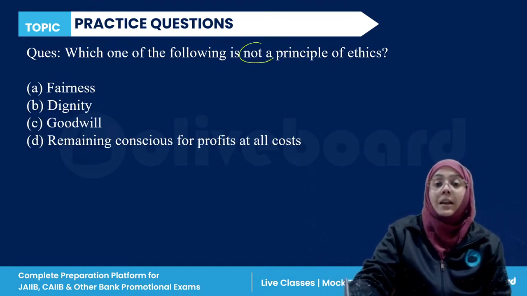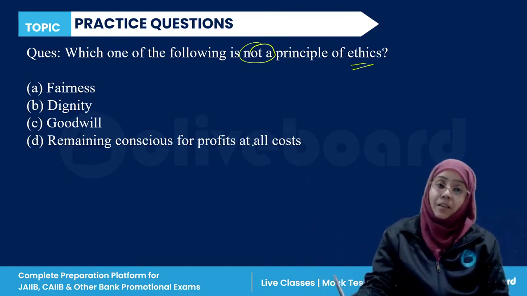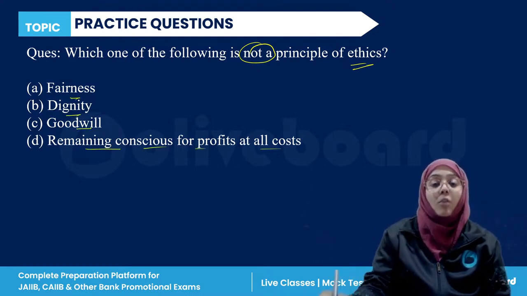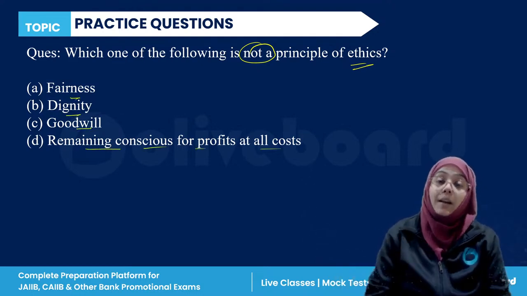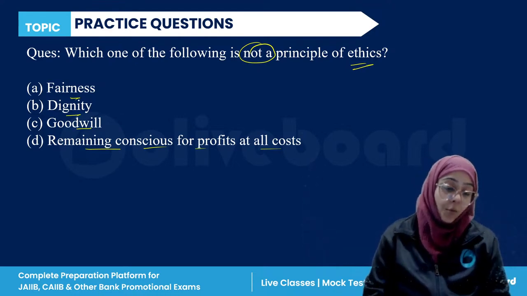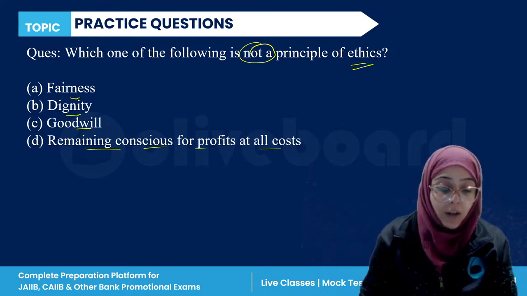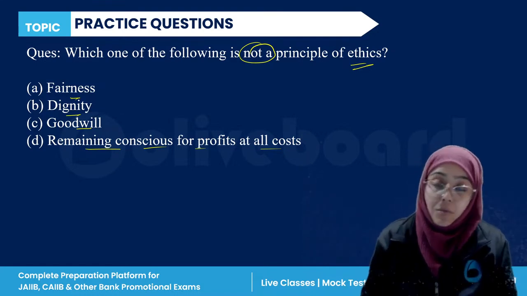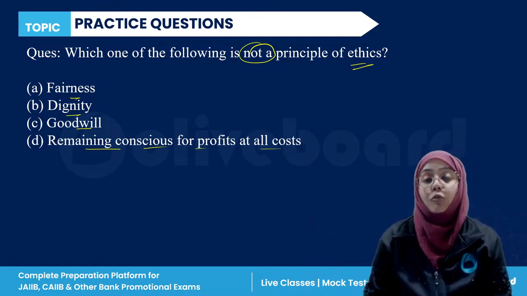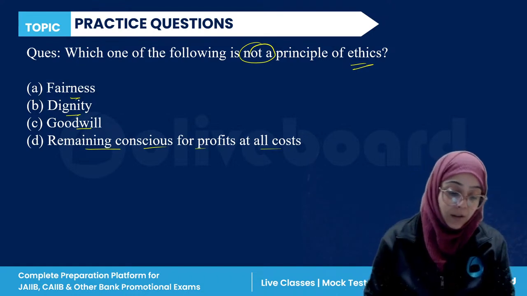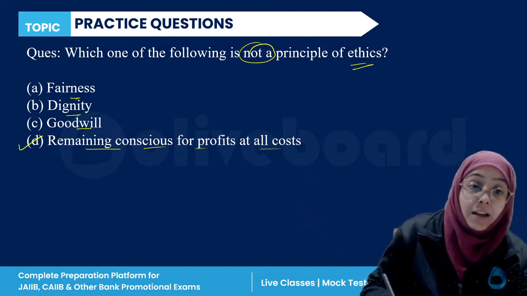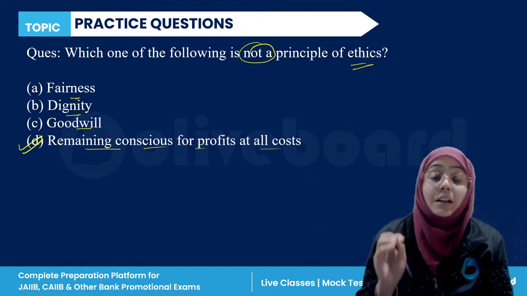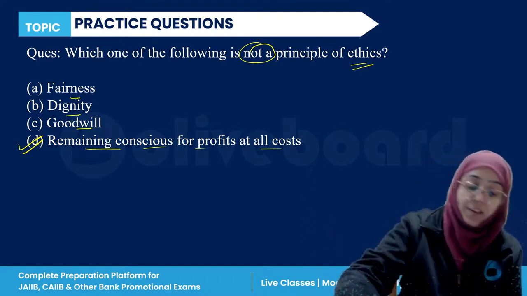Which of the following is not a principle of ethics? Fairness, dignity, goodwill, remaining conscious of profit at all cost. Very easy. So yes, it is D. Remaining conscious of profit at all time is not a principle of ethics. Okay, so D is the correct answer.